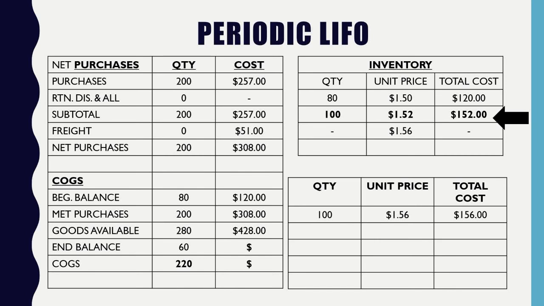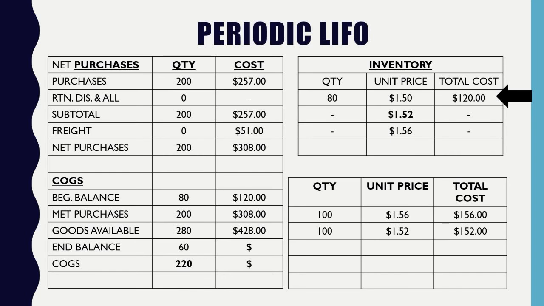Now I still need to do 120 more items. So in this case, I look at my goods available. I have here another 100. Since I'm going to eliminate that entire batch right there, that's the next thing that's going to go, the 100 at $152. Okay? So now I'm left with only 20 left to sell.